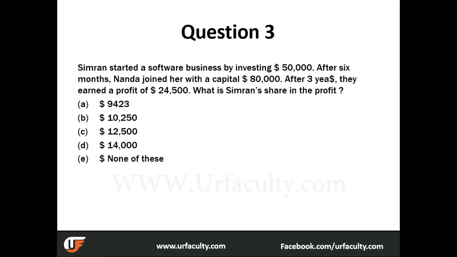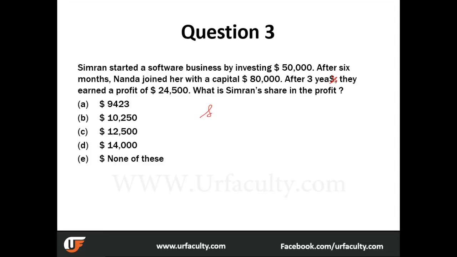Okay. Simran started a software business by investing 50,000. After 6 months, Nanda joined her with a capital of 80,000. After 3 years, they earned a profit of 24,500. What is Simran's share in the profit? So this is after 3 years. So please note the tenure is 3 years here.